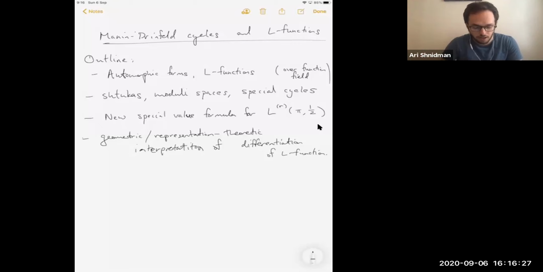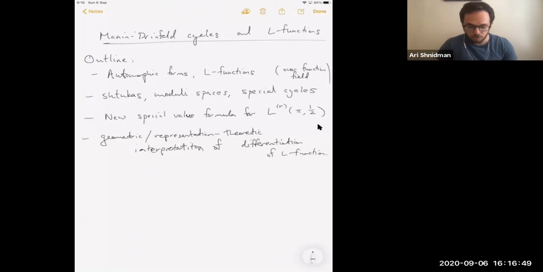the notion of a Shtuka, first of all, which is this object which really only exists in the function field setting. And I'll talk about their moduli spaces and special cycles on the moduli space. So sub-varieties or substacks of the moduli space of Shtukas. And the whole point is to kind of relate the two.